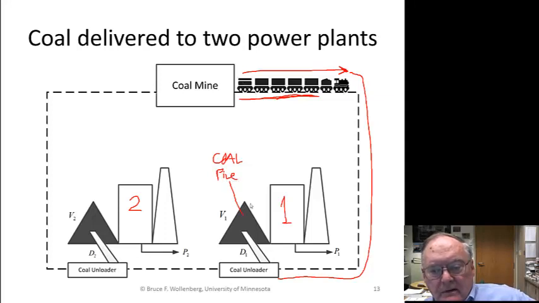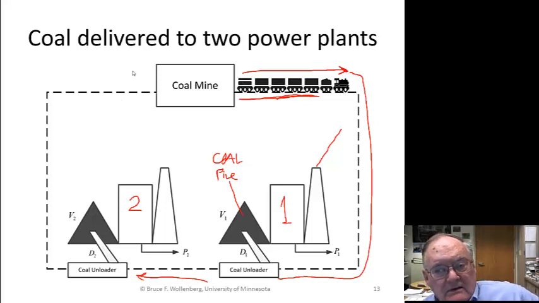Here's my coal pile. And then the coal goes into the power plant, and when it's operating, we get some effluent out of the chimney and we get electric power out of it. And so the electric power goes into supplying the load. Then the train goes over here where it unloads the remainder of the coal onto this plant's coal pile, and then the train returns to the mine. Now the train is going to make this trip once per week. It's going to deliver coal from the mine to one plant and then the next plant.